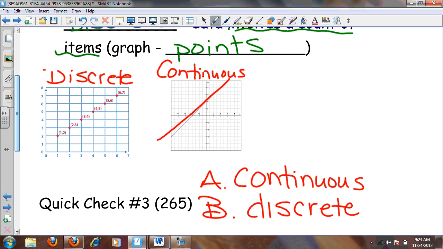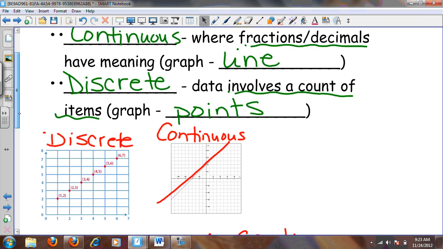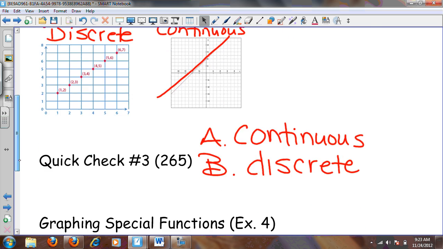When we think about this, you might be saying, why is B discrete? Because my cost could be a fraction. You're right, your cost could be. But could we buy part of a ticket? We cannot. So when you talk about continuous and discrete, you need to make sure that both parts of your data can be part involving fractions and decimals, where they have meaning for both sides.